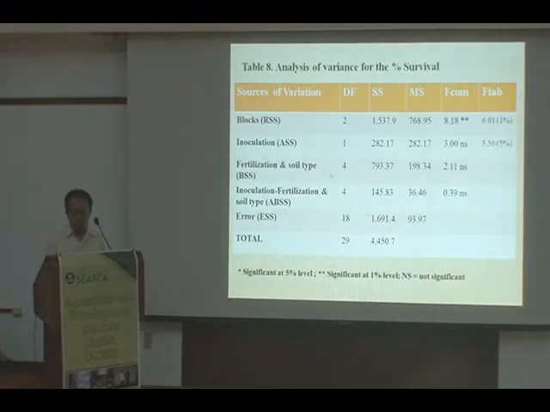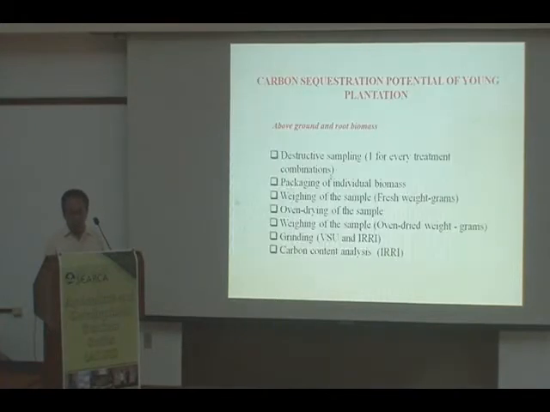Okay, for the analysis of variance, it was found out that only block has something to do with the percent survival of the agoho. Then for the carbon sequestration potential of young plantation, I did some destructive sampling for me to come up with the aboveground and root biomass. Then I harvested one seedling for every plant combination.